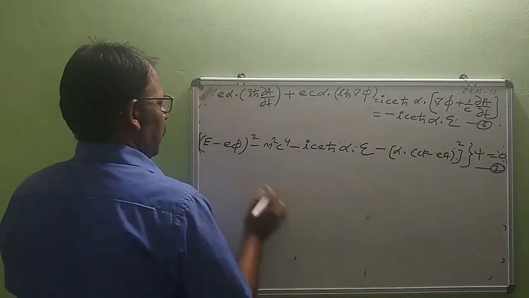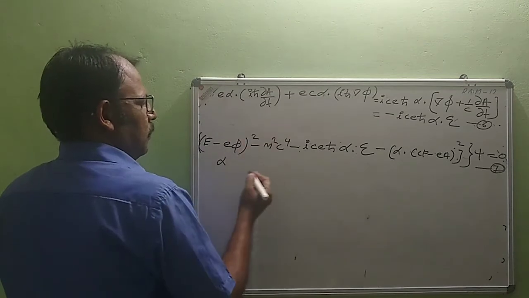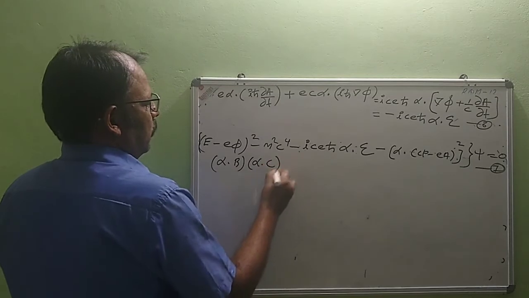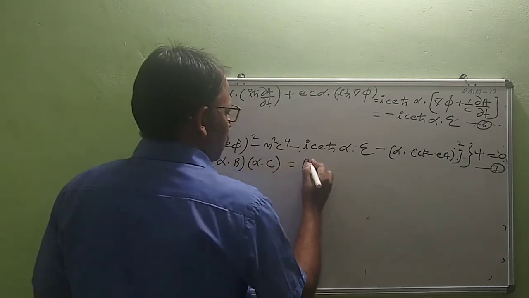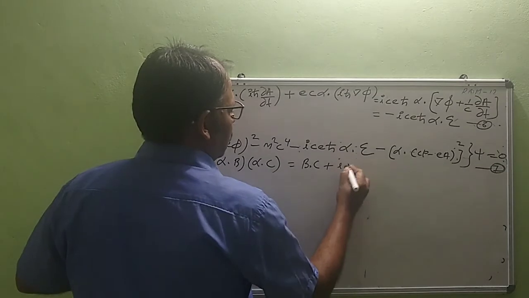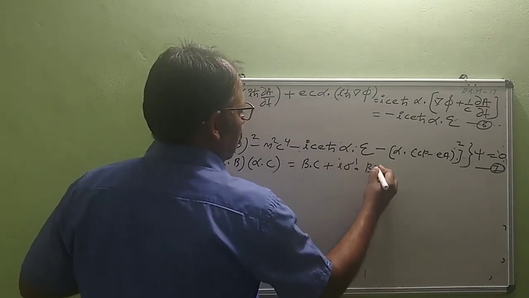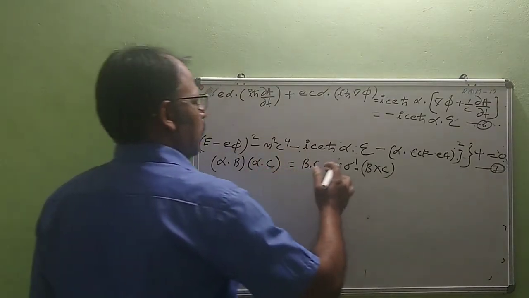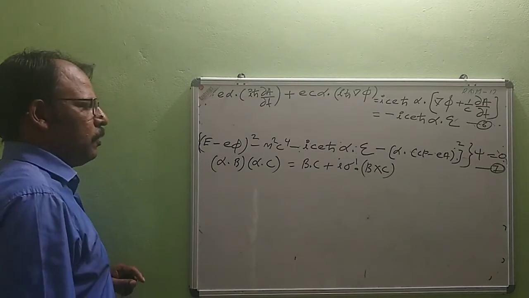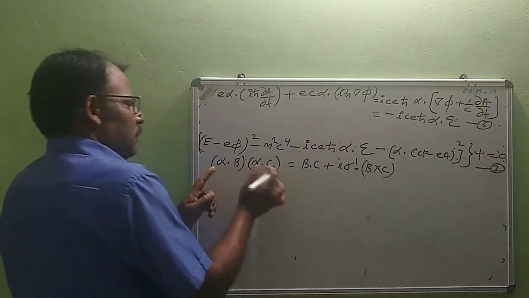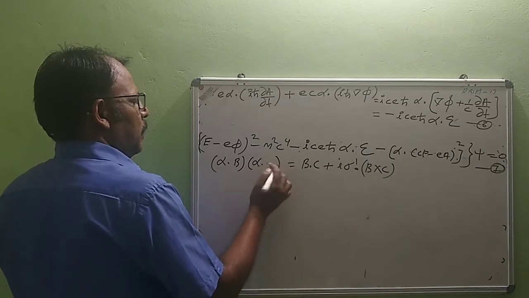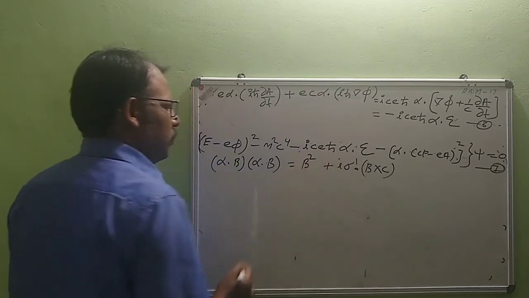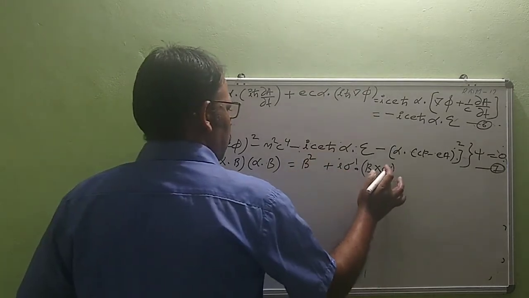For that we are using the identity that we already studied at the start of this topic. Alpha dot B into alpha dot C. What is this? Alpha dot B into alpha dot C is B dot C plus I sigma prime dot B cross C. Now taking B and C the same, it will be alpha dot B into alpha dot B, so it will be B dot B, that is B square, plus I sigma prime dot B cross B.